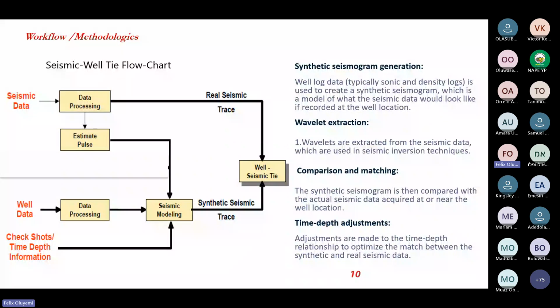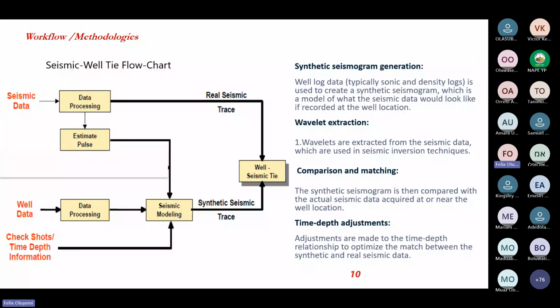So synthetic seismogram is, you basically need your sonic and your density log to generate a synthetic seismogram. Then one thing you need to do, you need to extract the wavelet. So wavelet extraction is from seismic, which is used in seismic inversion. So you can, again, from your seismic-to-well tie, move straight into something called seismic inversion. And after you've extracted your wavelet and you've generated your synthetic, the next thing to do is comparison and matching.